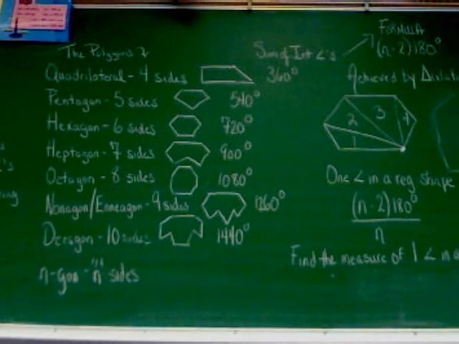Octagon, that's the one that looks like a stop sign, and if I had any artistic ability whatsoever, it would really look like one, but I don't, as you can see. Eight-sided shape is called an octagon, O-C-T-A-G-O-N.